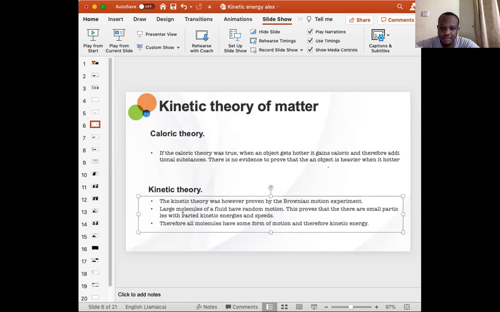Right? Have you ever heard about Brownian motion in chemistry? Any of my chemistry friends heard about Brownian motion? Yes. All right. Yeah.